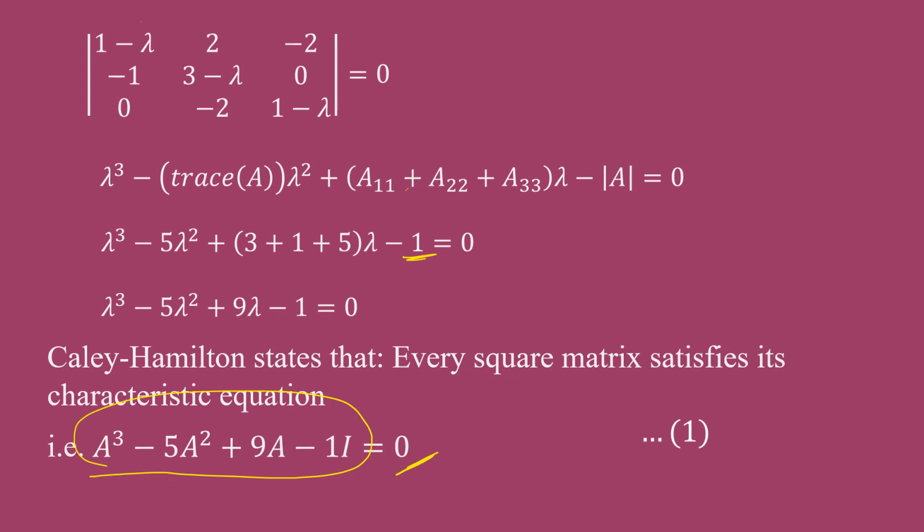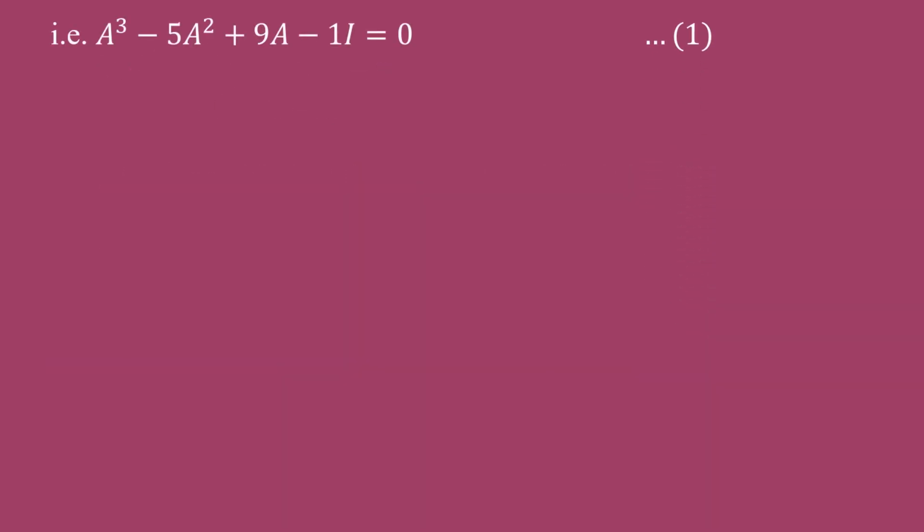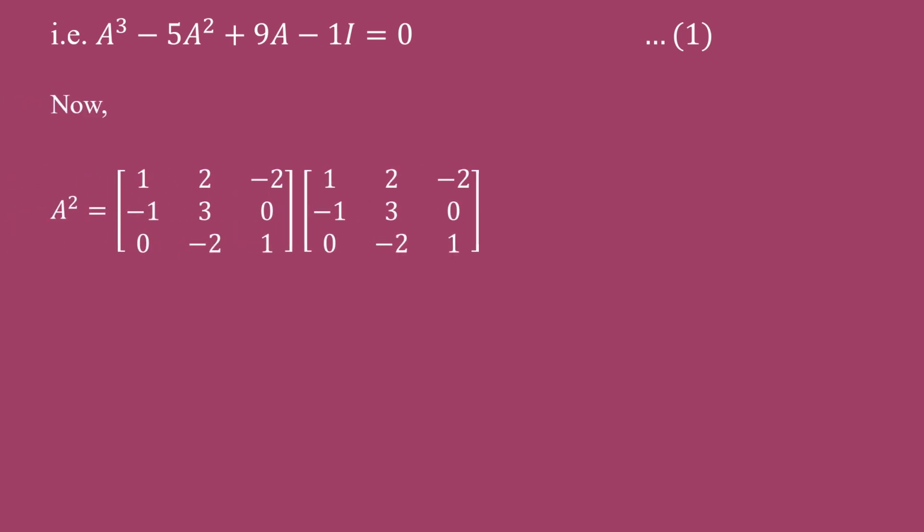So we are going to calculate A, A square, and A cube, and we are going to put them in the left hand side and check whether the right hand side is coming or not. Now we have matrix A as this: 1 2 2, 1 2 minus 2, minus 3 minus 1 3, 0 0 minus 2 and 1.